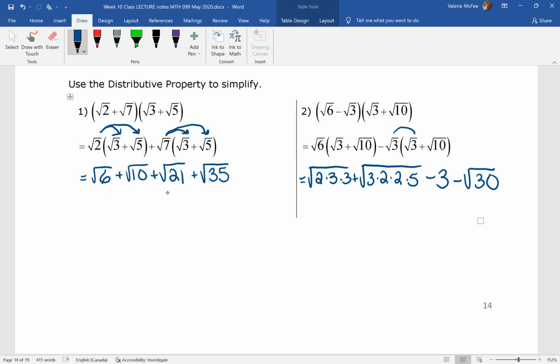If that was all difficult for you, rewind, listen again, rewind, pause, try it yourself, and then continue on. 2 factors of 3 can be taken out. 2 factors of 2 can be taken out. So we have 3 root 2 plus 2 root 15. There's a 3 and a 5 left there. Minus 3 minus root 30.